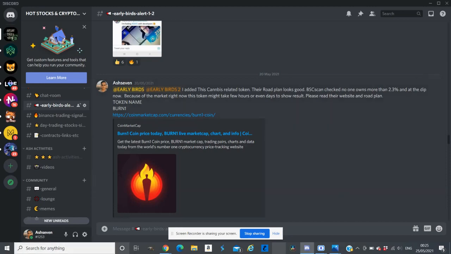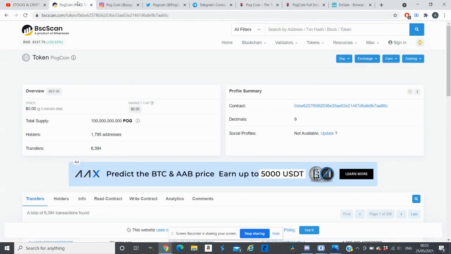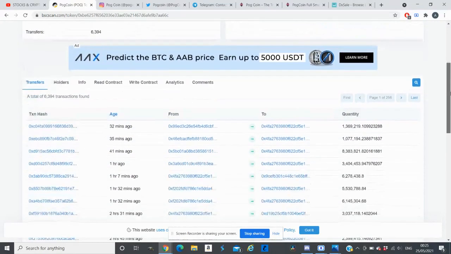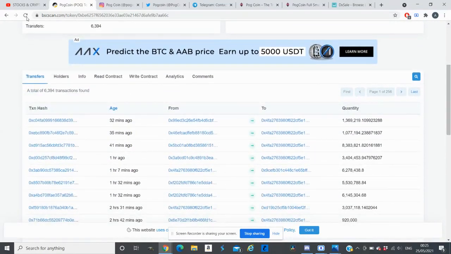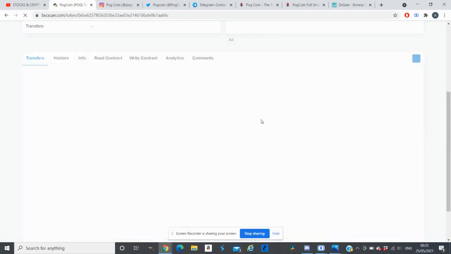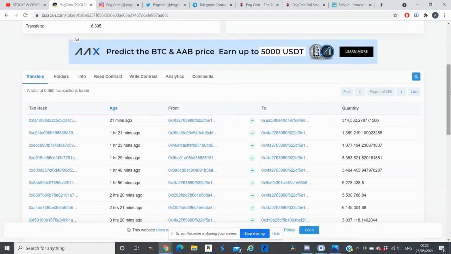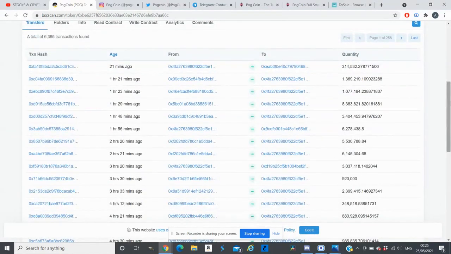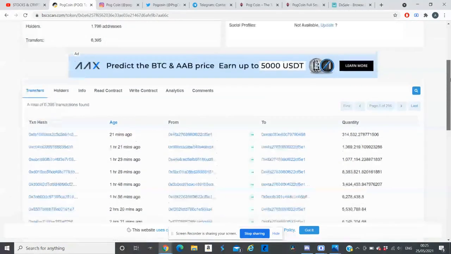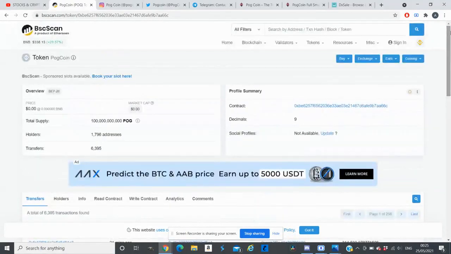So let's start with the token today guys. The token we will talk about today is Pogcoin, and right now this token has only 1800 holders, and the total supply is only 50 billion. And if we go through the transactions as well, as you can see, every other minute or every other hour there's someone buying this token, as this token is brand new, only 5 days old, so not many people know about the potential of this token.